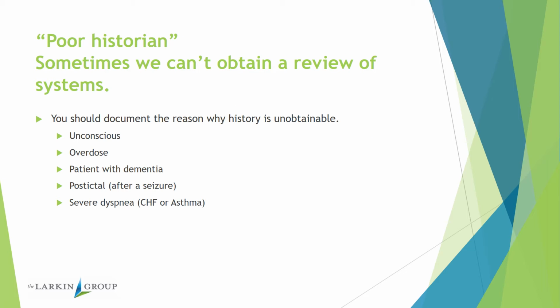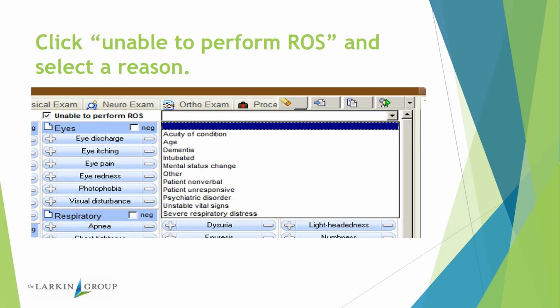As we all know, sometimes you're not able to obtain information about a patient for various reasons, and you'll see how we chart that. The Review of Systems template has a place for you to check a box that says unable to perform Review of Systems. It gives you a list of choices for why you should click one of those and move on.